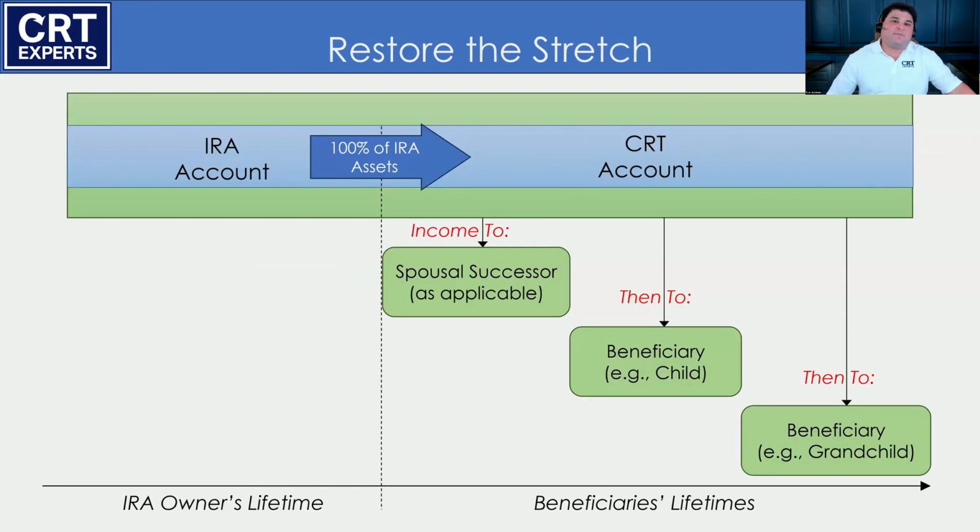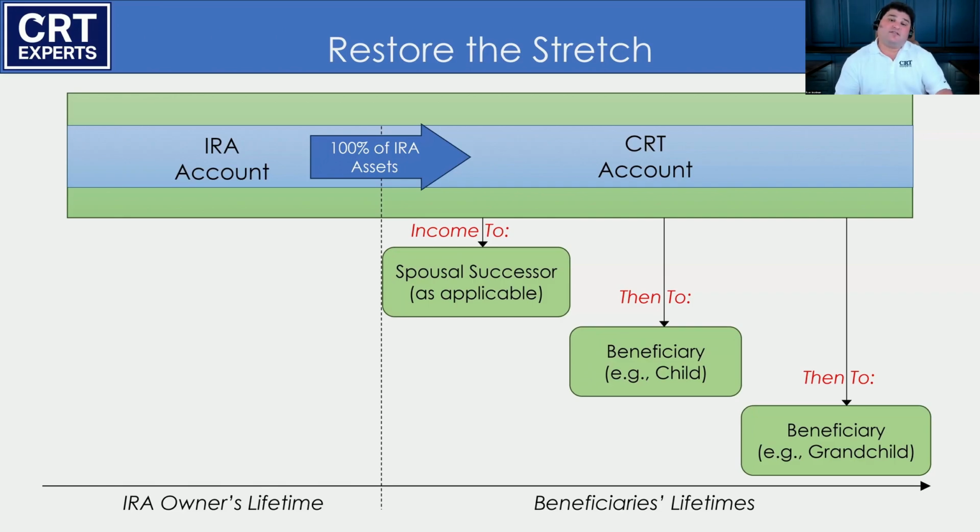Okay, so to wrap up here, we've talked about using a CRT to restore the stretch. We've talked about when that is done. It has to be done during the IRA owner's lifetime. We've talked about how it's done. There are 3 ways to do that. We can use an existing CRT, an unfunded CRT, or what's most commonly utilized, doing it on a revocable basis through a revocable trust or will.